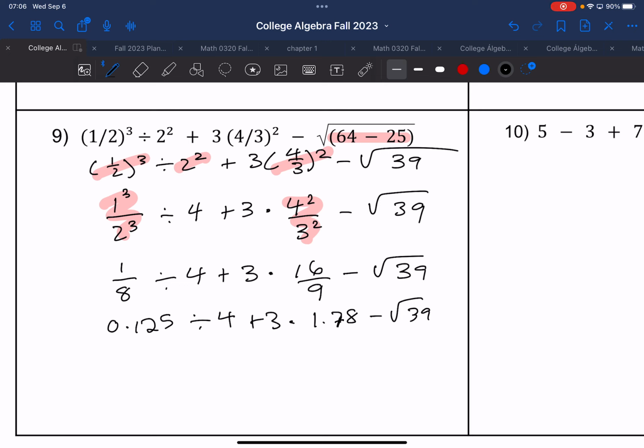Okay, then the next thing you should have done is the division. So 0.125 divided by 4. See, now we're getting these long decimals. 0.03125. I'm not going to simplify that, because again, I want my answer at the end to be as accurate as possible, so I wrote all the decimal places. Okay, then you should have done the multiplication. So this is plus 3 times 1.78, 5.34.